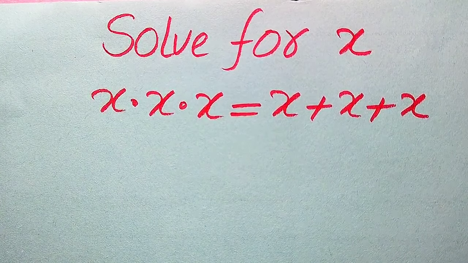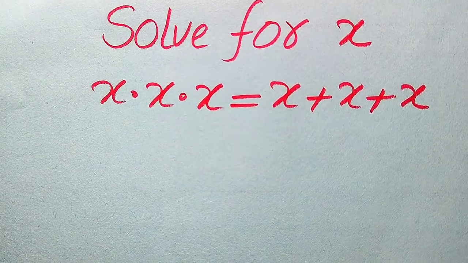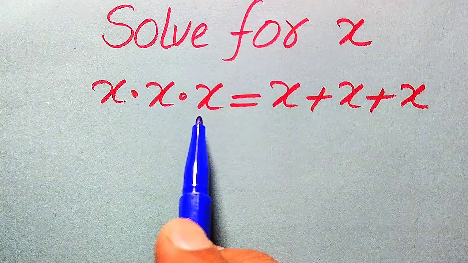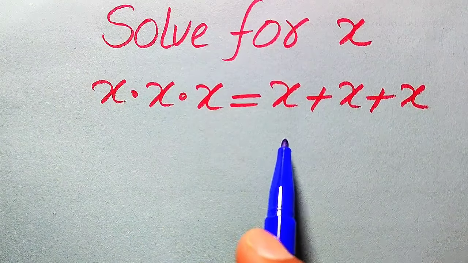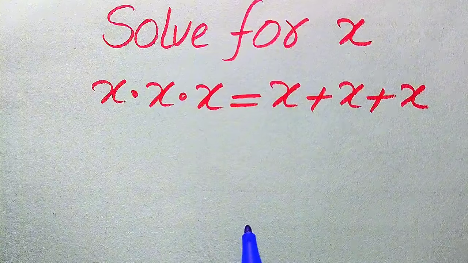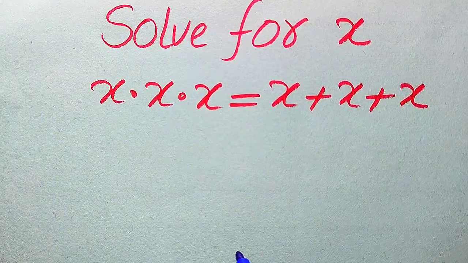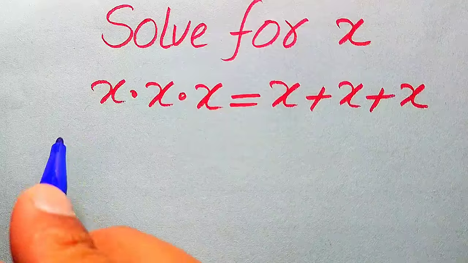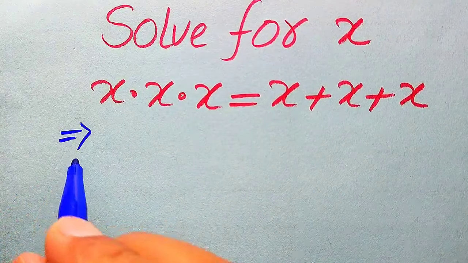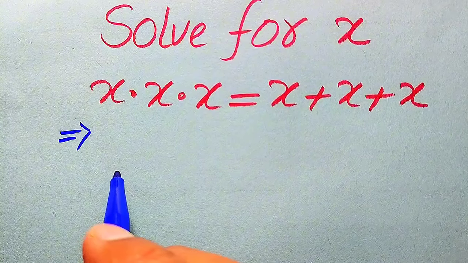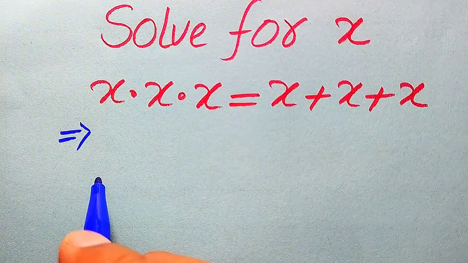Hello everyone, how to solve this problem for the values of x if we have x multiplied by x multiplied by x is equal to x plus x, and we solve this problem for all the values of x. So here we need to find all the roots of this equation, and at the last we will verify which of the roots are solutions and which of the roots are extraneous roots. So now we move towards the solution of this problem.